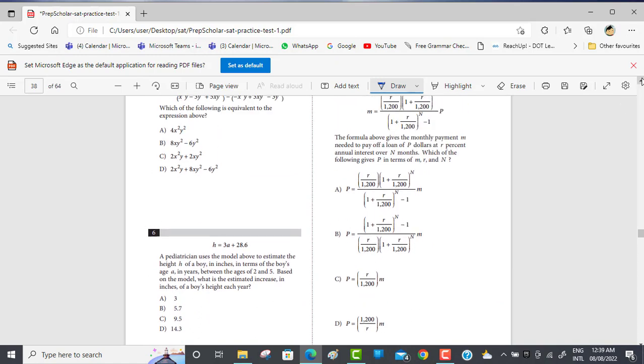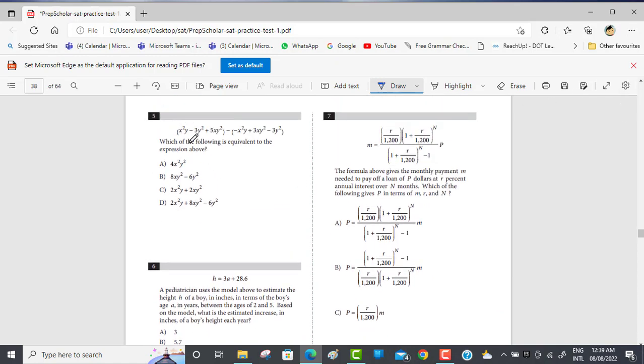Now we can go to exercise number 5. We have to perform the following operation. At first we have to remove the brackets. We will get x squared y minus 3y squared plus 5xy squared, minus times plus is minus, so plus x squared y, and minus times plus is minus 3xy squared, minus times minus is plus 3y squared.